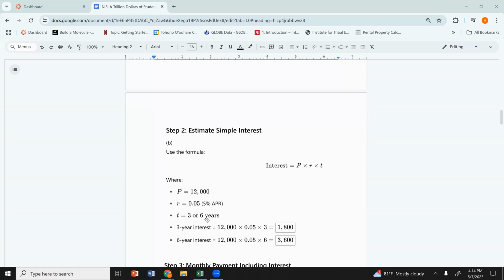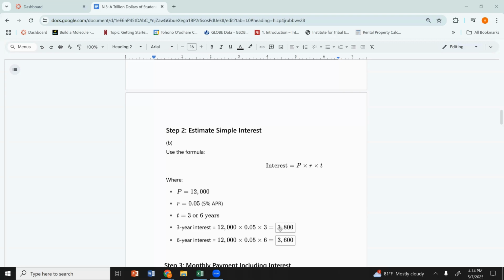So if we start with the 3 years, it's the same interest, so 12,000 principal times 0.05, which is the 5% interest, so 5 divided by 100 gives you 0.05, times 3 years. That gives us 1,800, okay?